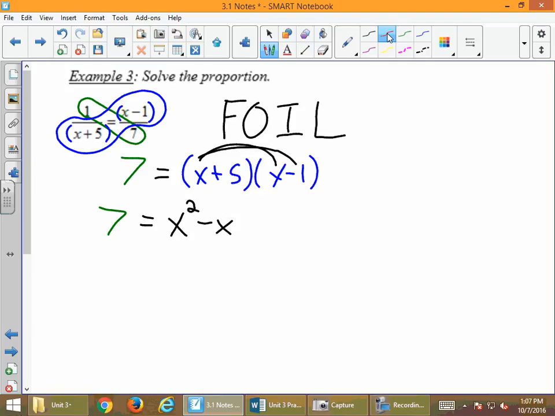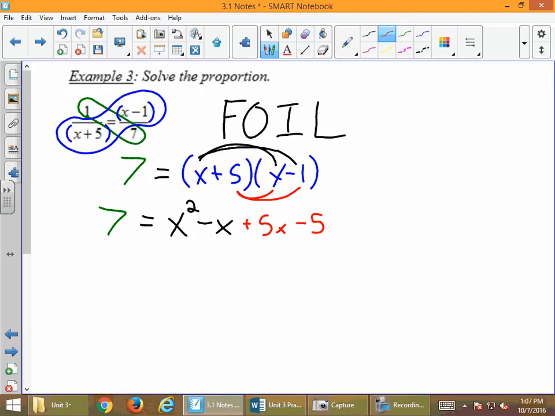Now we do the I. Stands for insides. We have 5 and x. Very good, Gary. 5 and x. 5 times x gives me plus 5x. And now the lasts. The ones that are last are the 5 and the negative 1. 5 times negative 1 gives me negative 5. Correct. Negative 5.